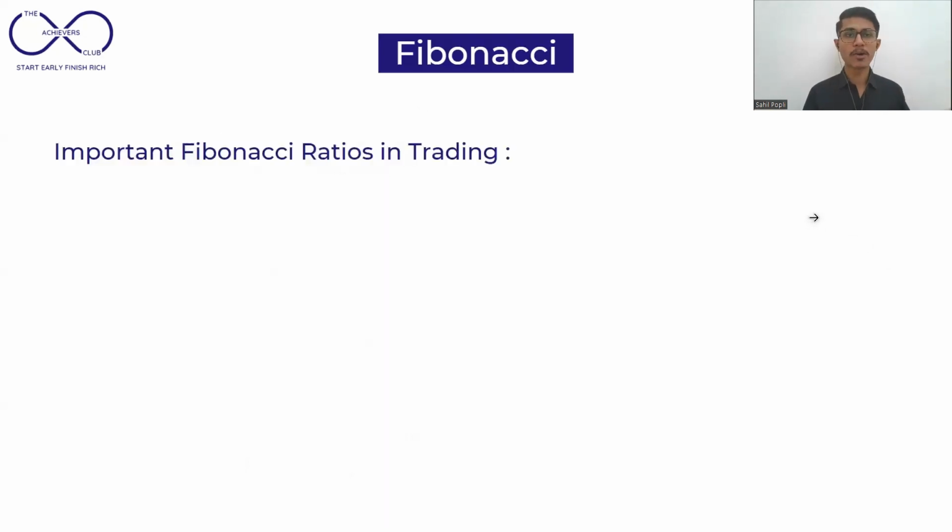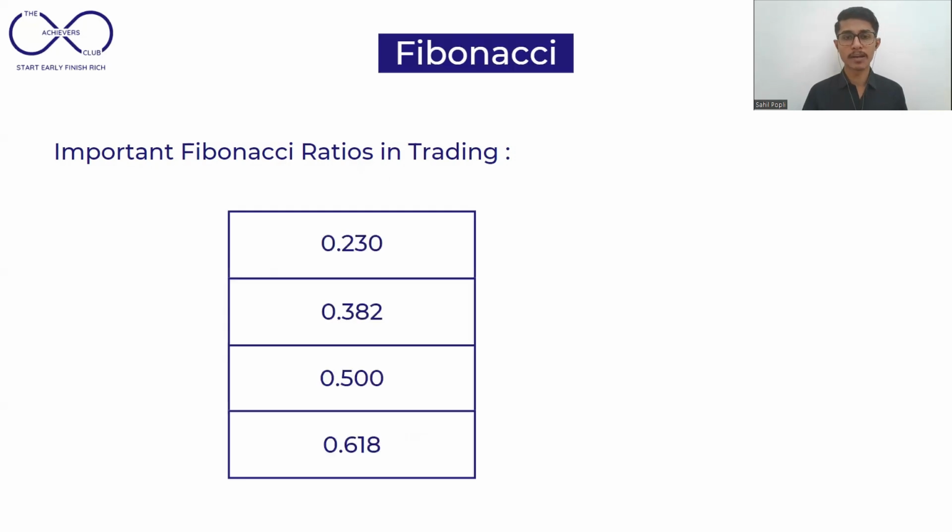And the important Fibonacci ratios which we have to keep in mind when it comes to trading. There are the Fibonacci ratios which I've already mentioned: 0.230, then 0.382, and 0.5. This is something which we didn't take in the division, but if we divide 1 by 2, that becomes 0.5. So that is also one of the most important ratios.